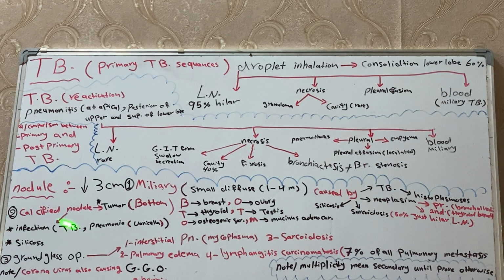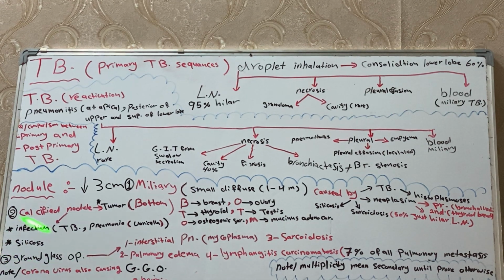The second, which is the commonest, is infection, commonly caused by TB, pneumonia, varicella pneumonia, also causing calcified nodule in the lung. The last cause is silicosis. So the calcified nodule is caused either by infection, tumor, BOTTOM causes, or silicosis.